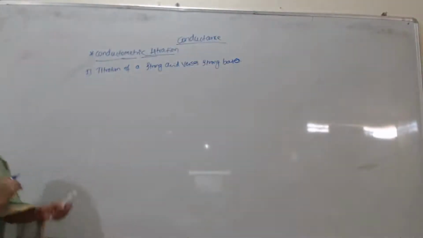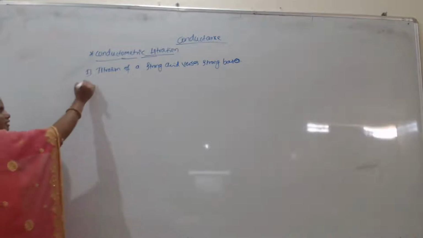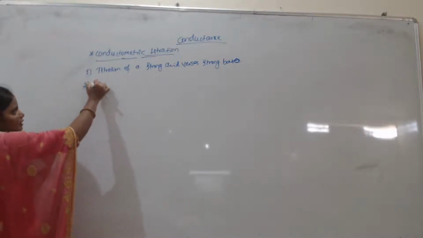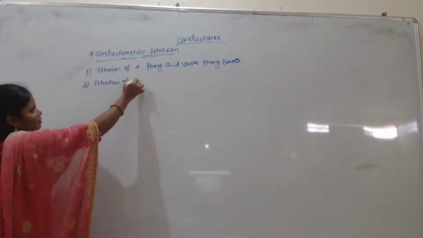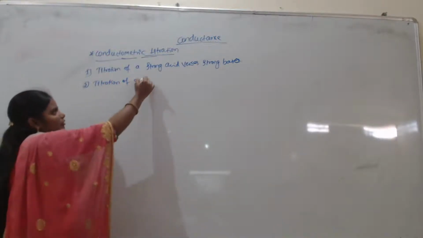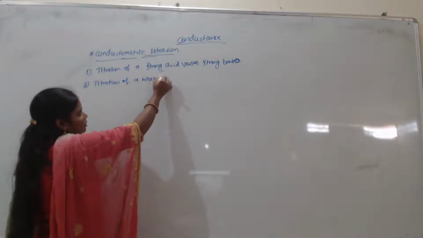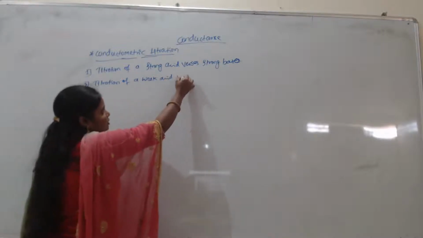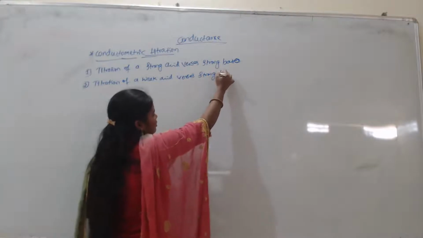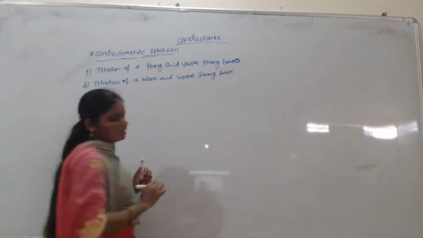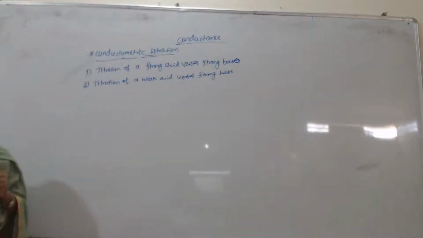This is the first conductometric titration, and the second one is the titration of a weak acid versus strong base.